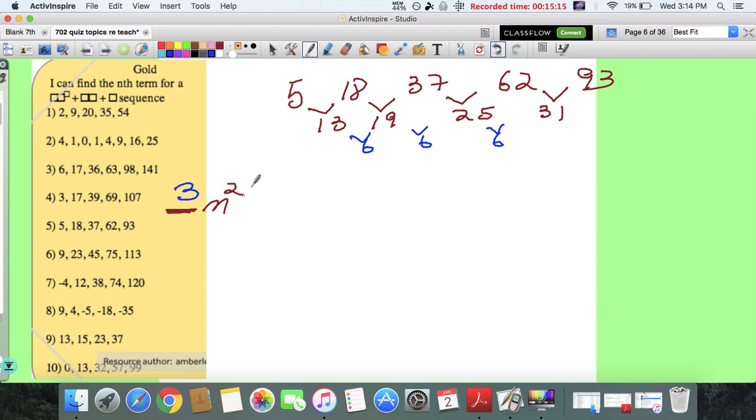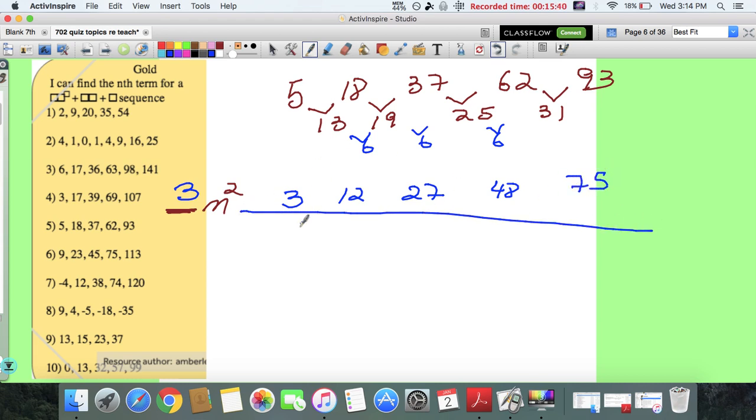So when n equals 1, 1 squared is 1, times 3 is 3. 2 squared is 4, times 3 is 12. 3 squared is 9, times 3 is 27. 4 squared is 16, times 3 is 48. And 5 squared is 25, times 3 is 75. Let's subtract. We get 2, 6, 10, 14, and this should give me 18. So part of my sequence already is a 3n squared sequence.